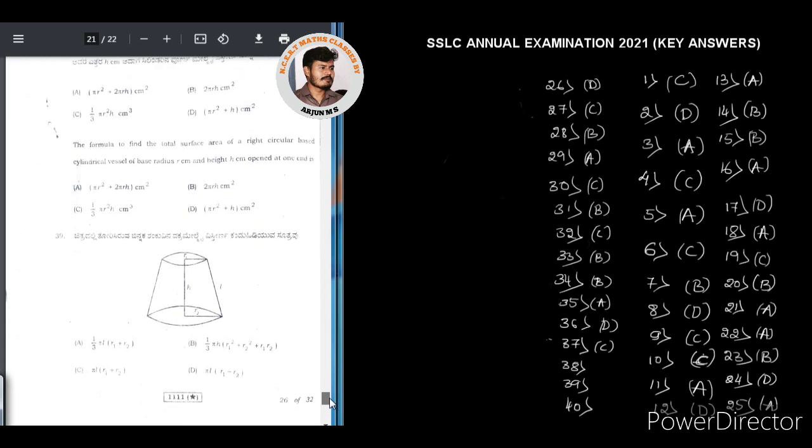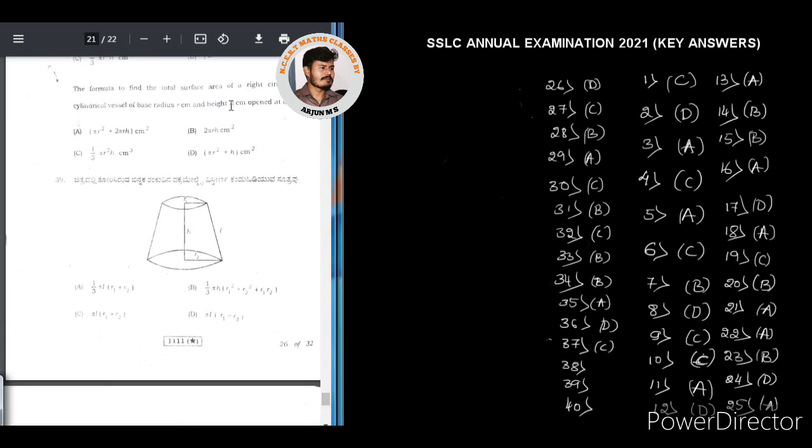Take down the next question, that is the 38th question. In that question, they have given the formula to find the total surface area of the right circular cylindrical vessel of base radius r centimeter and height h centimeter, open at one end. So they have given a hollow cylinder, right? It includes its base, but the top portion of the cylindrical vessel is open. So the total surface area of that vessel is the curved surface area of the cylinder plus the area of its base. So pi r square plus 2 pi rh is the correct formula. So option A is the right answer.